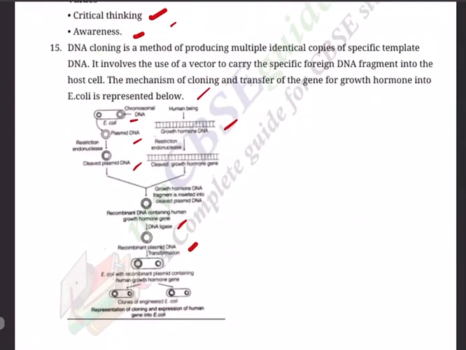And now through transformation, this is to be enhanced. The numbers are to be increased because this has a plasmid with a gene of interest. So as we increase the E. coli numbers, automatically the gene of interest also increases.